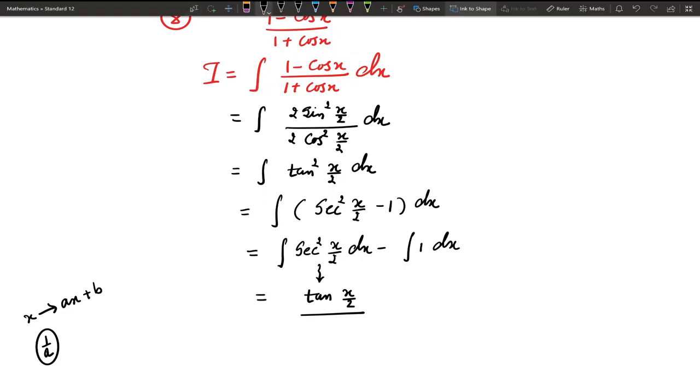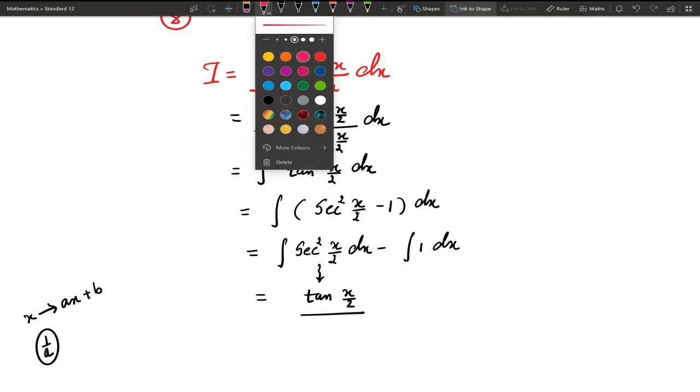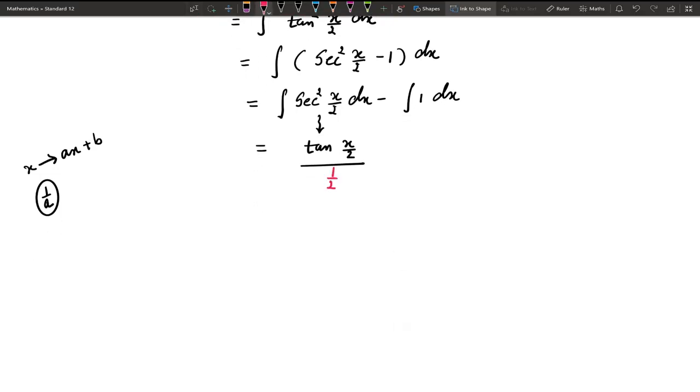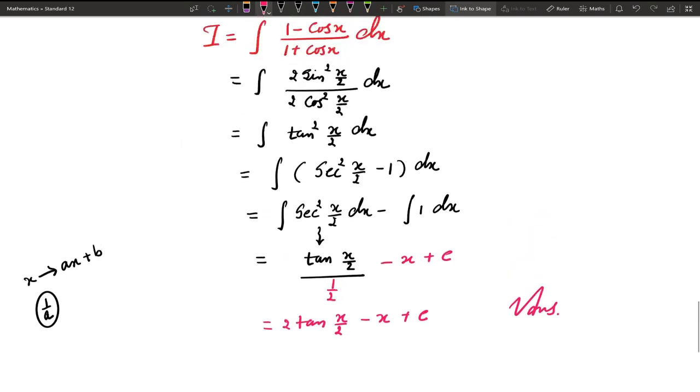Using that 1 by a formula, in the denominator there will be 1 by 2. So this is 2 tan x by 2, minus 1 dx, x, plus constant of integration. So this is the integration. So the answer is 2 tan x by 2 minus x plus c.